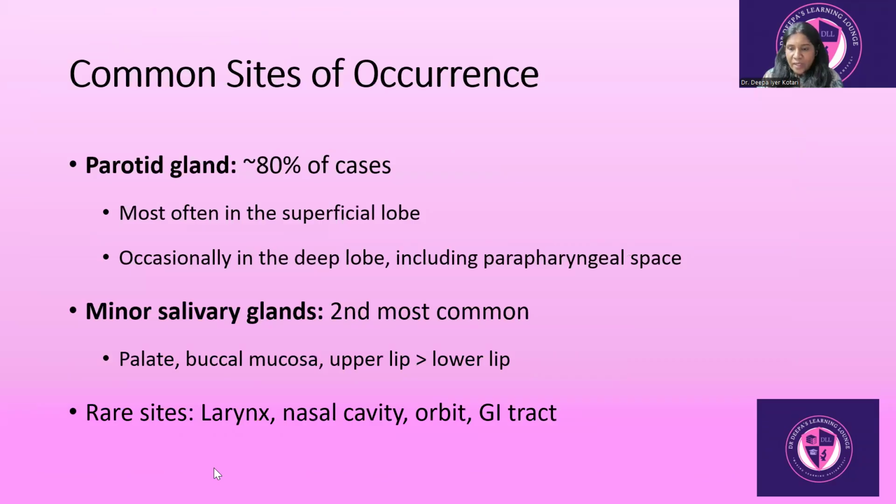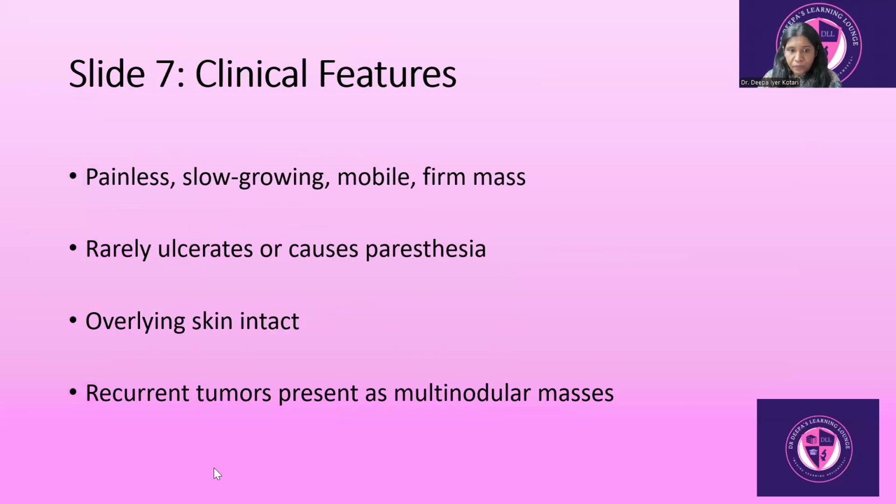What is the common site of occurrence? It commonly affects, as I already told you, 80% of the cases affects the parotid gland, especially the superficial lobe. So the most common lobe of parotid that is affected is the superficial lobe. Occasionally, the deep lobe is involved, including some parapharyngeal spaces also to be involved. Minor salivary gland involvement is the second most common, which includes palatal salivary gland, buccal mucosa, upper lip greater than lower lip. So these minor salivary glands also can be affected. Rarely you might see it in larynx, nasal cavity, orbit, or some areas of the GIT also.